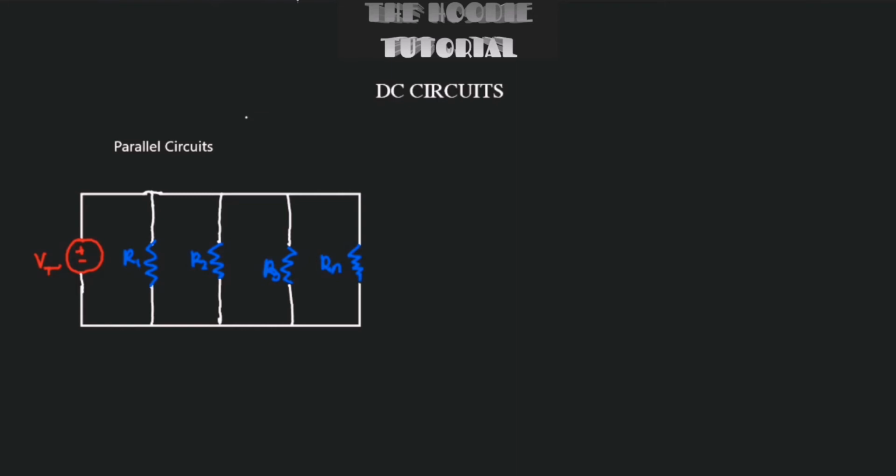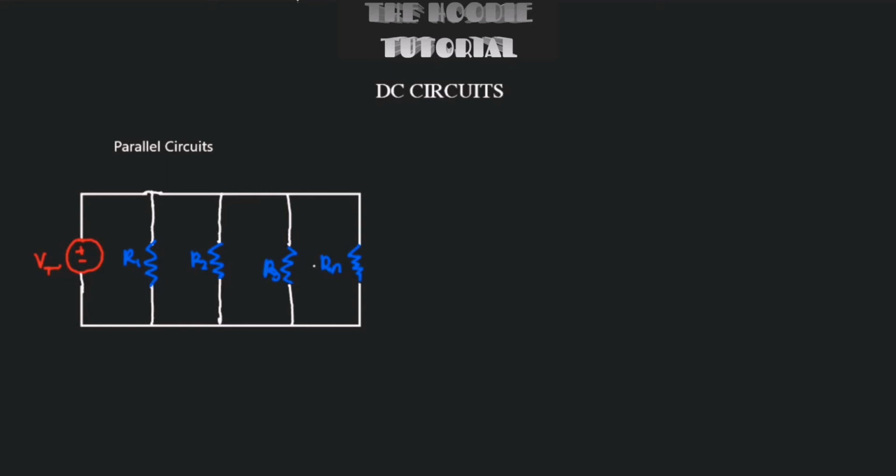So this time we're going to talk about parallel circuits. This is under DC circuits. So parallel circuits, also called parallel connected resistors, will basically look like this. So we have a voltage source right here. This is a DC source. This would be our total voltage, and then we have a couple of resistors.